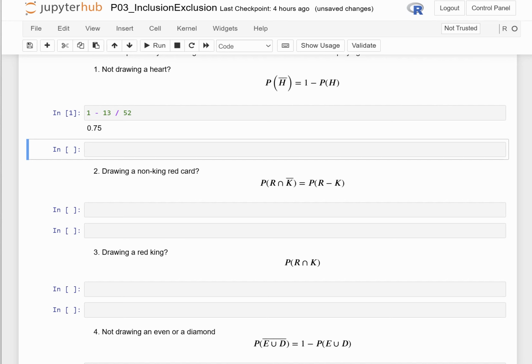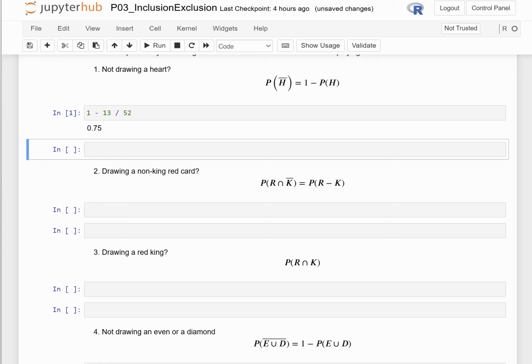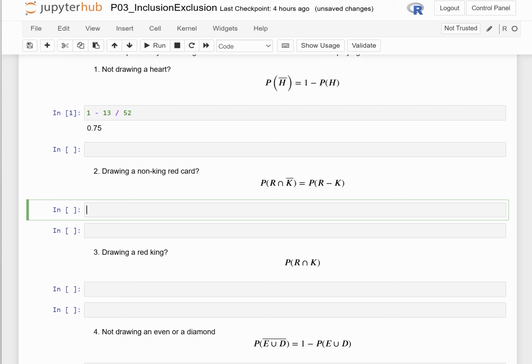Drawing a non-king red card, which is the other one here. A non-king red card, probability of R intersect not K. We have the probability of R intersect not K, which is equal to R throwaway K. In other words, we have all these red cards, and how many of them are there?